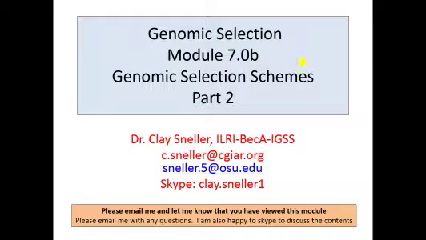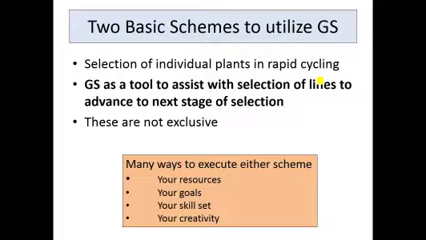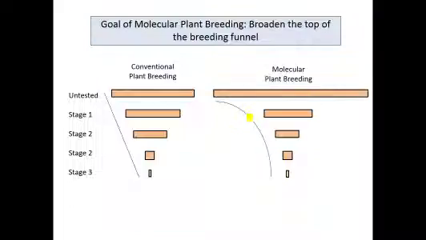Welcome to the second part of Module 7 on genomic selection. In this module, we're talking about the genomic selection schemes that can be used in plant breeding. We mentioned in the first half of this module that you could do rapid cycling. Now we're going to look at the second way to use genomic selection, and this is as a tool to help you with selection of lines from your field trials to advance to the next stages of evaluation. As mentioned before, these methods are not exclusive from one another.